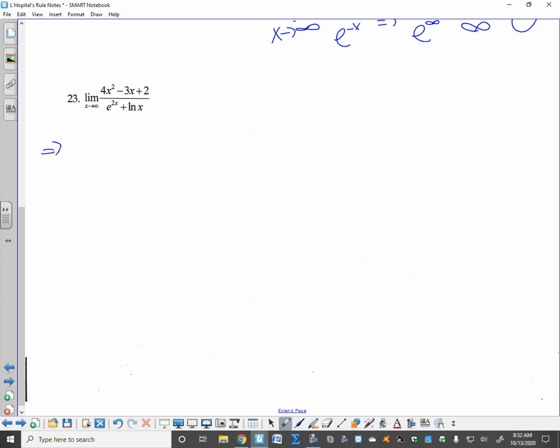L'Hopital's rule turns that limit into 8x minus 3. Let's see, e to the 2x times 2 over of ln of the base. So the top's still going to infinity, the bottom, e to the infinity would be infinity, plus 1 over infinity would be a 0, but infinity plus 0 is infinity, so we have it again. So I'm doing L'Hopital's rule again.